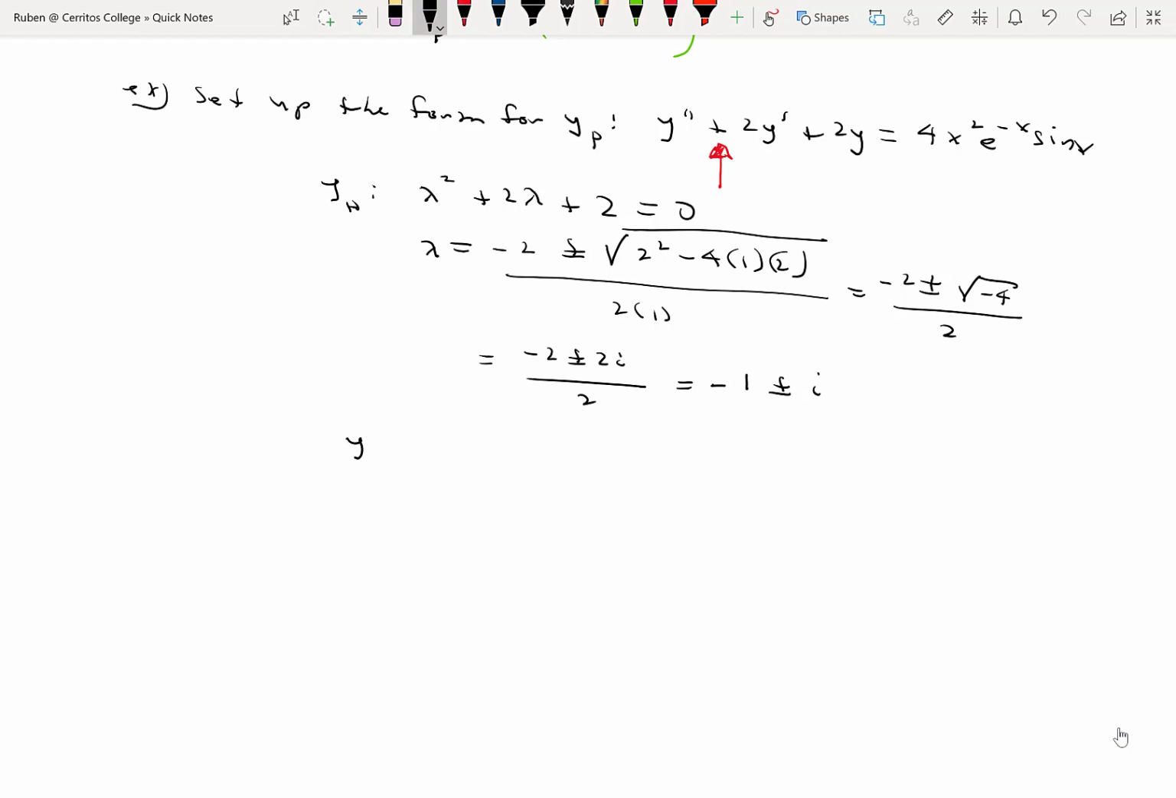So y sub h, simply by using our method from 4.2, the real part corresponds to the exponential term, so the exponential factor e to the minus x. The imaginary part corresponds to sines and cosines, c1 cosine x plus c2 sine of x. Okay. Now, let's find y sub p. What we did before is we assumed, and I'm going to call this y sub p usual. I'm going to spell usual in the usual way.